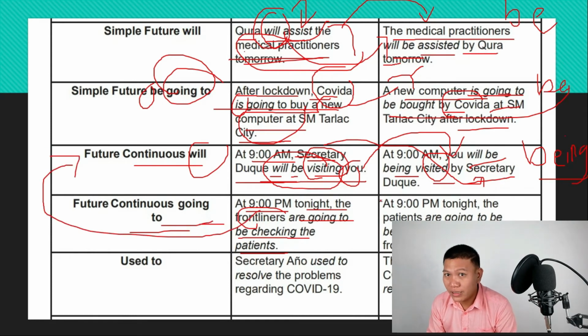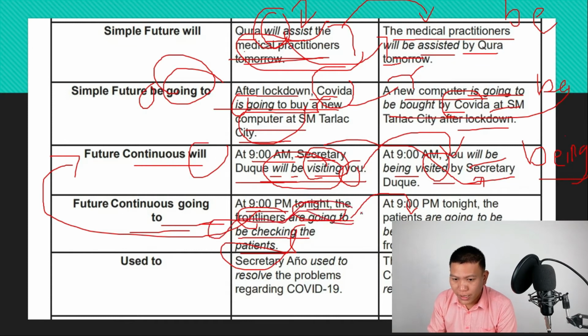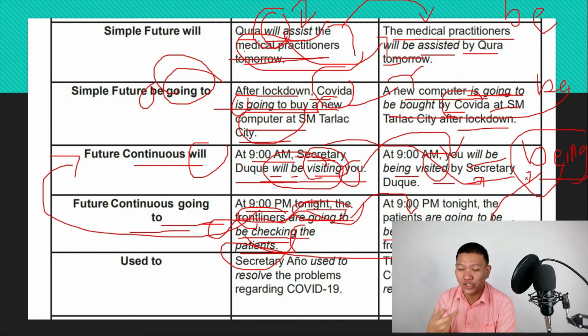So when we convert it in its passive voice, the patients becomes the subject. At 9 p.m. tonight, the patients, and then we will take are going to, and then are going to be, and then we will just add being again, and then we will convert checking to checked. Are going to be being checked. Okay. If it's progressive, we use being to indicate progression, since it's ing. So being checked by the frontliners.